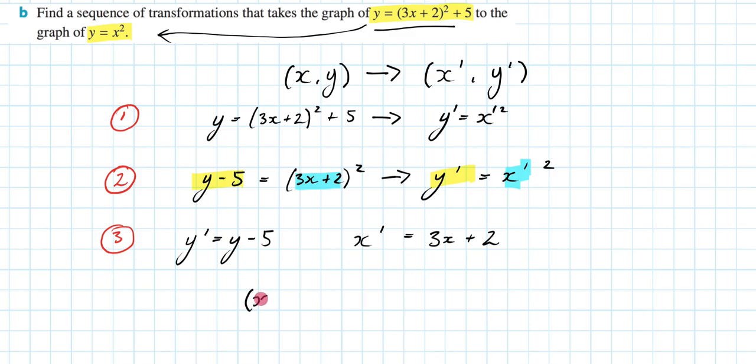So I could say, starting at (x, y), I then am going to apply some transformations, and I know that my x dash is going to be 3x plus 2, and my y dash is going to be y minus 5. And that's simply how you answer it. Hopefully this was helpful in answering question 2b from exercise 7D.